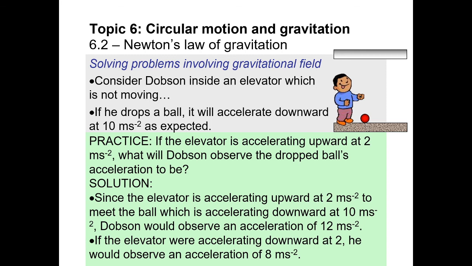Now the last bullet point there, although it was not part of the question, addresses the opposite scenario. If the elevator was accelerating downward at 2 meters per second squared, well now it would take the ball even longer to catch up with the floor of the elevator. So it would look as if it was accelerating much slower, at 2 meters per second squared slower, which means he's at 8.